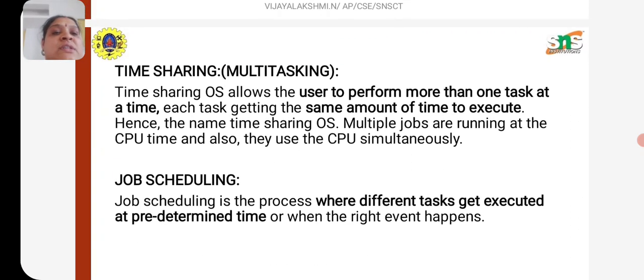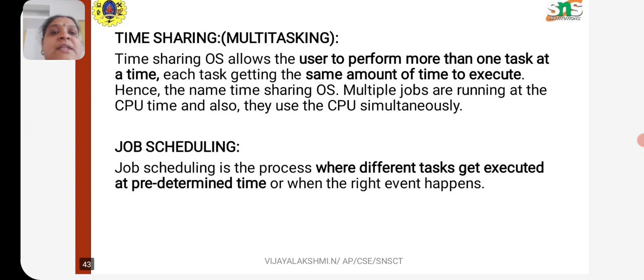Time sharing OS allows the user to perform more than one task at a time, each task getting the same amount of time to execute. Hence the name time sharing. Multiple jobs can be run at the CPU time, and they use the CPU simultaneously. And the next terminology is called job scheduling. Job scheduling is the process where different tasks get executed at a predetermined time, or when the right event happens.